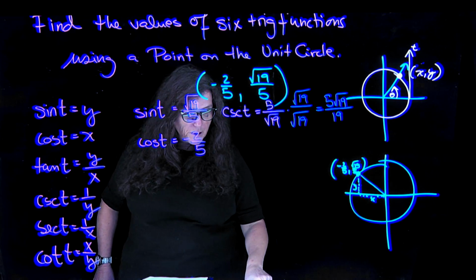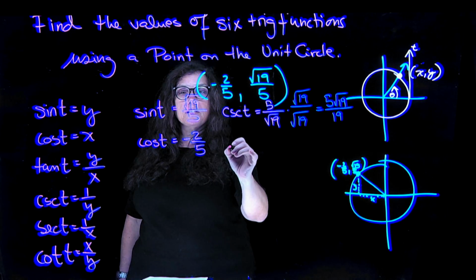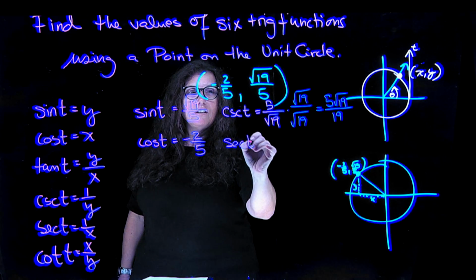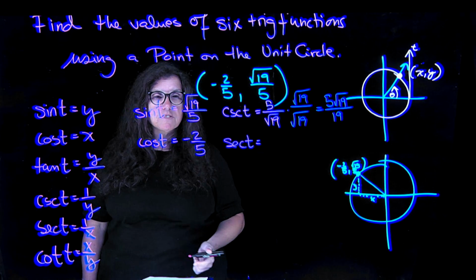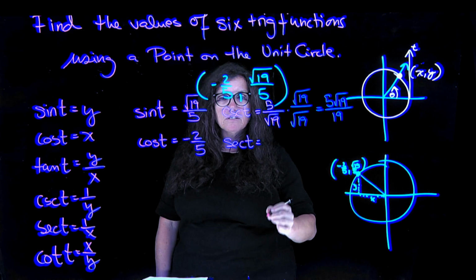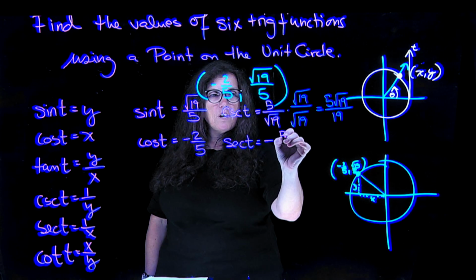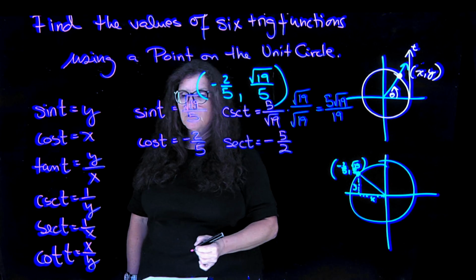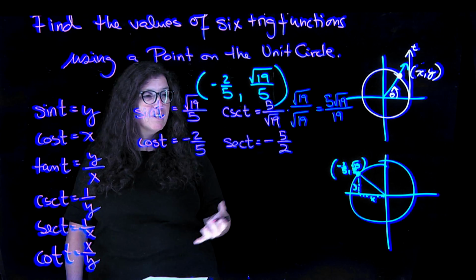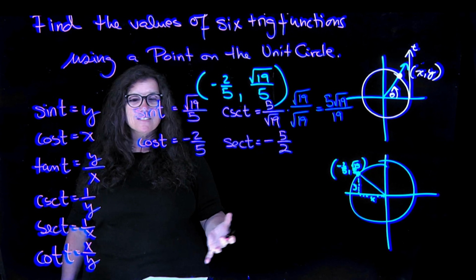I hope you remember. Now the secant of t is the reciprocal of the cosine, which in this case is -5 over 2. Okay, so here you go. We got 4 already, didn't take us long at all.